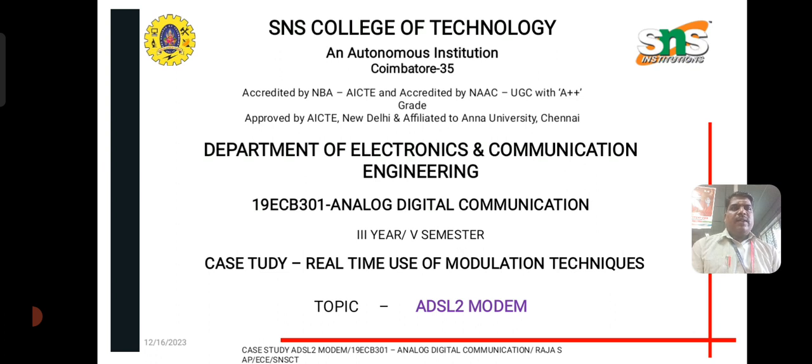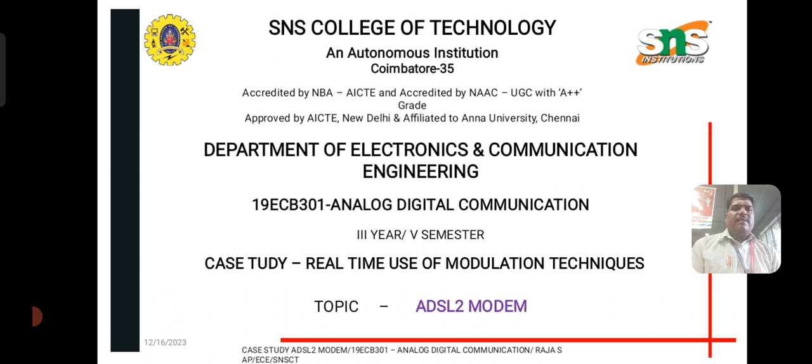In the previous video we saw various modulation techniques used in digital communication. First of all, we know what is meant by modulation. Modulation is the process of adding a message to the carrier signal to transmit that signal over a long distance. The modulation can be done in two ways: one is analog modulation and another one is digital modulation.